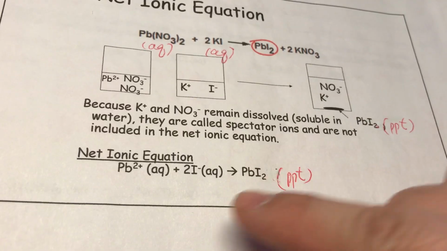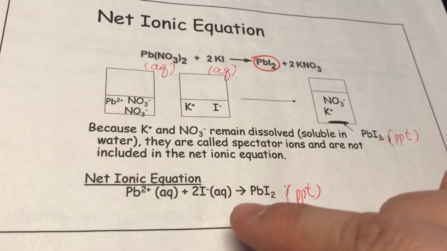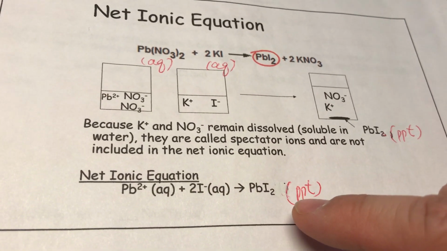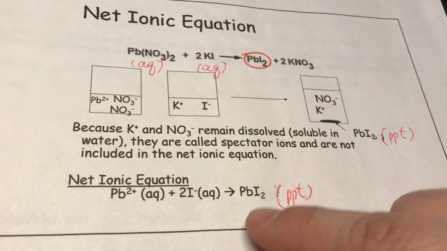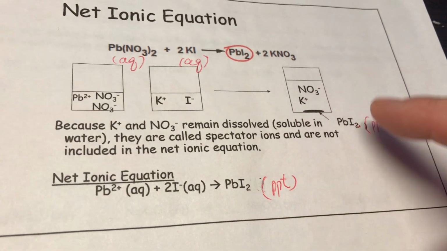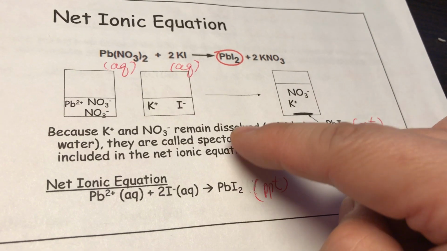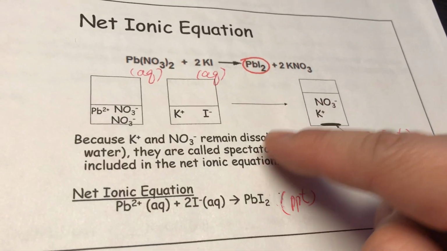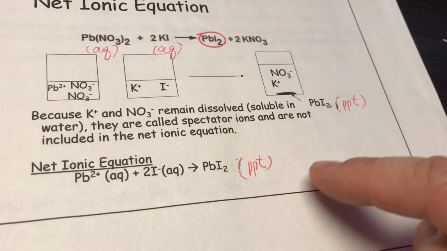So when I write down the net ionic equation, meaning what is actually going on for precipitation, you see that K+ and NO3- are not involved in the net ionic equation, because the net ionic equation is talking about what happened in the precipitation. So the ones that I'm not interested in are called spectator ions, and they should not be included in the net ionic equation.